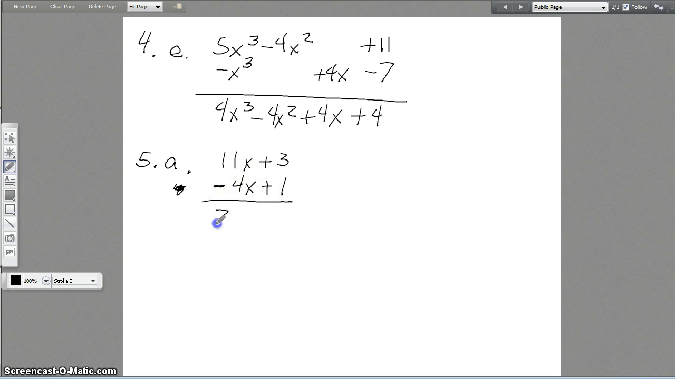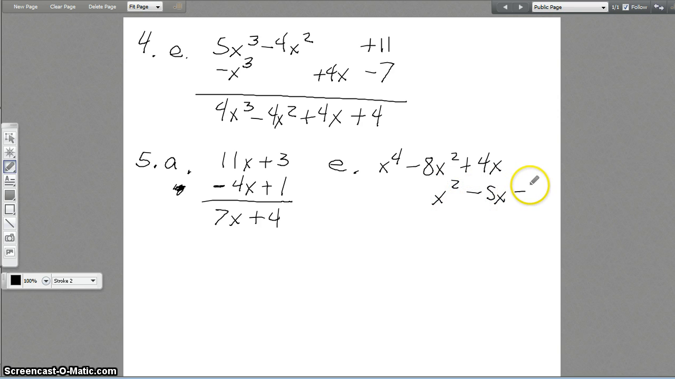11x minus 4x is 7x. 3 plus 1 is 4. So 7x plus 4 is our answer. We're going to do one more from number 5. We're going to do part E. Part E has x to the 4th minus 8x squared plus 4x. And we're going to subtract the polynomial x squared minus 5x minus 2.